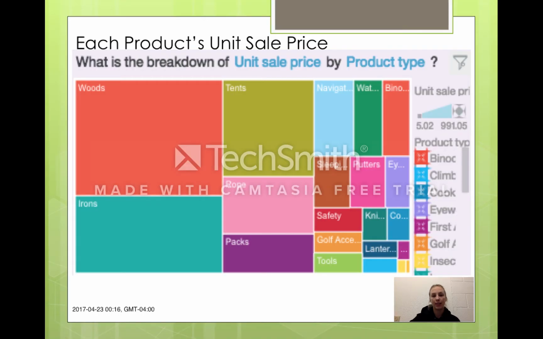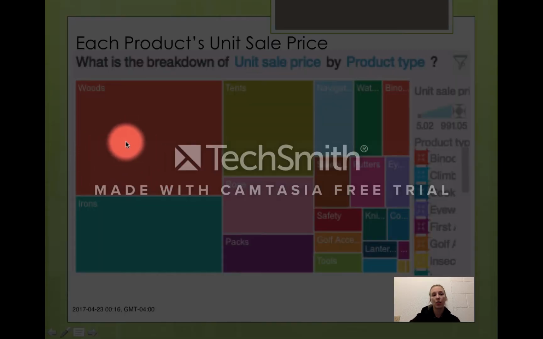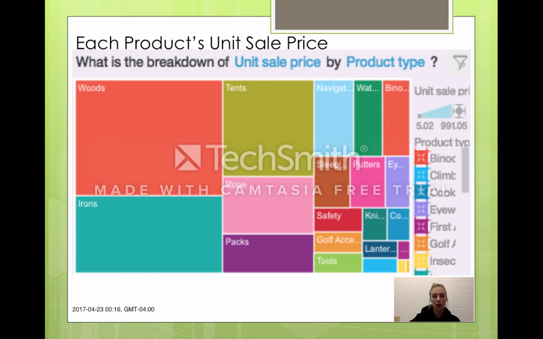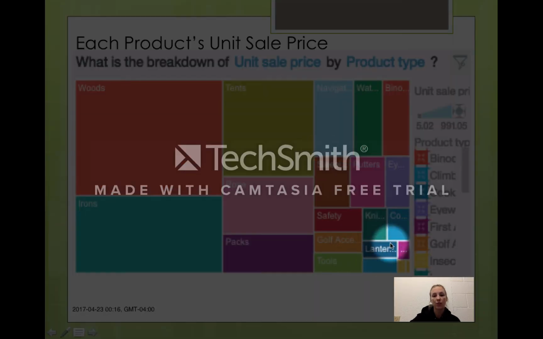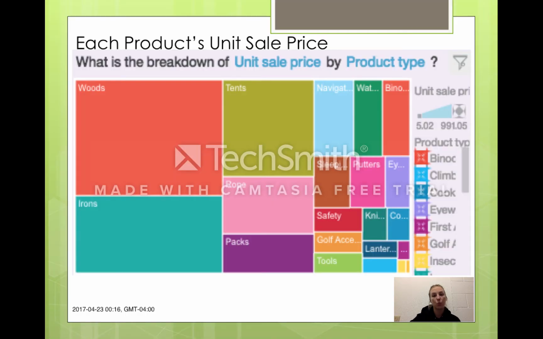Unit sale price is different than the revenue generated by each product. It's the price that each product is selling for, the price that consumers are buying the product for. As you can see, wood and irons and tents are being sold for the highest price. Consumers are buying these products at the highest price. And then if you go over here to tools, lanterns, or eyewear, those are going to be the products with one of the lowest prices.